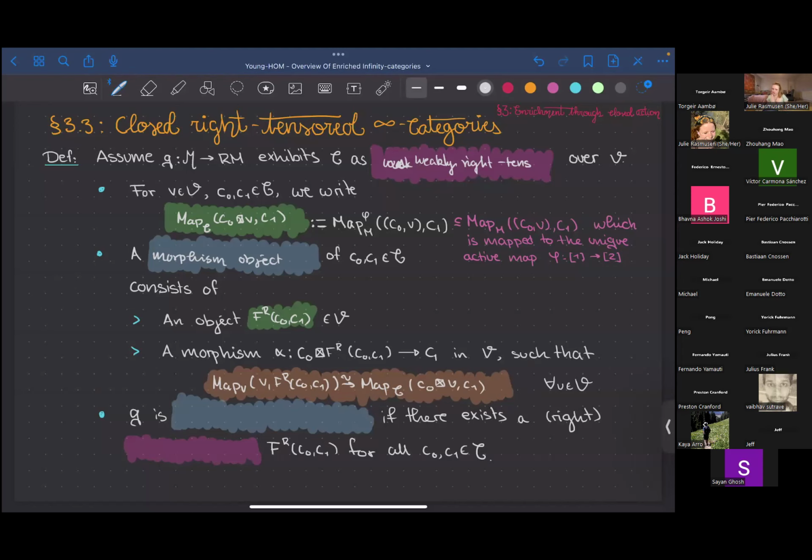And we say that Q is closed right tensored if there exists a right morphism object for all pairs C_0, C_1. So what we're basically assuming here, or forcing on it, is that we need there to be some sort of Hom-tensor adjunction, but where it's not actually a tensor and it's not necessarily really Hom. It's these morphism objects instead.